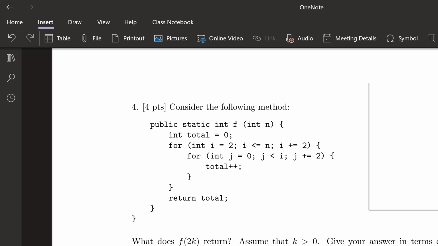So consider the following method. I'm not going to read the code. You can read and see what it does for itself. It returns total at the very end. So you can see we're accumulating this variable total that starts from 0, right? And the question is asking, what does f of 2 times k return, assuming that k is greater than 0? Give your answer in terms of k. Give a simplified expression that does not include a summation or one of these symbols.